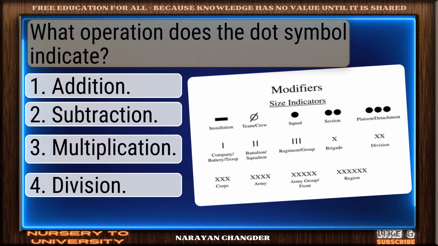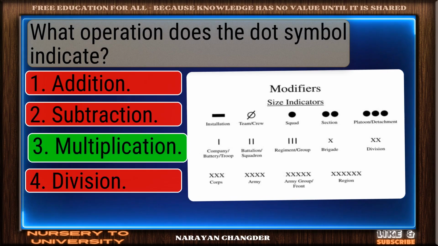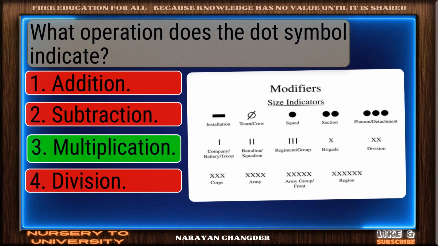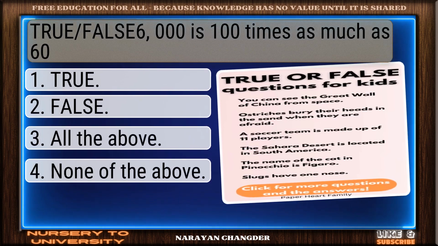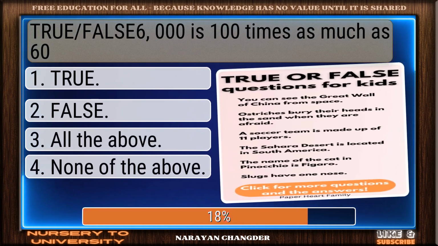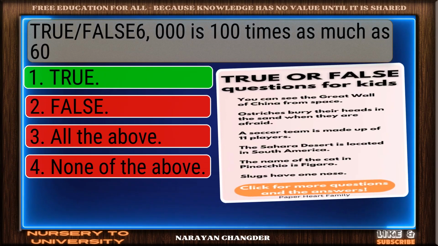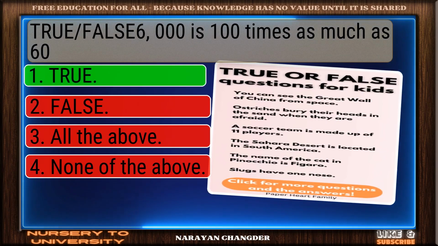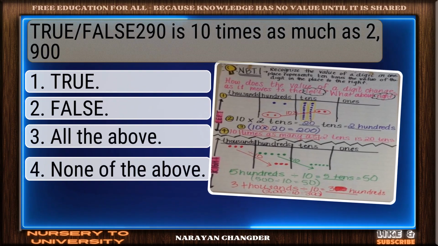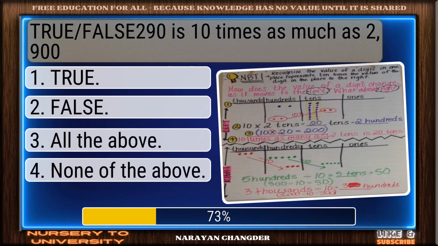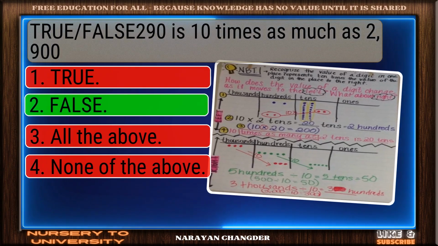What operation does the dot symbol indicate? Right again. Multiplication is a valid answer. True or false: 6,000 is 100 times as much as 60. Correct response. True is the most accurate answer. True or false: 290 is 10 times as much as 2,900. You chose false, and it is correct.